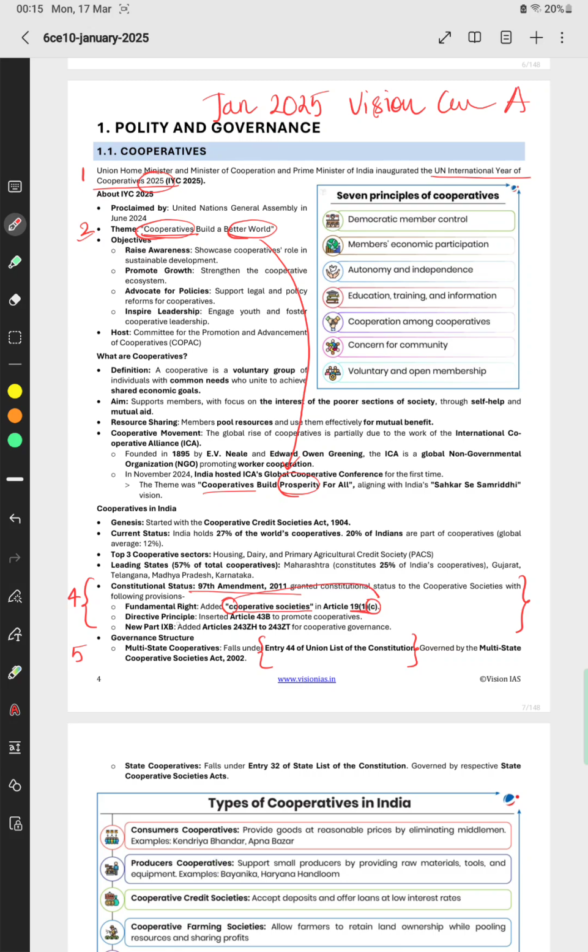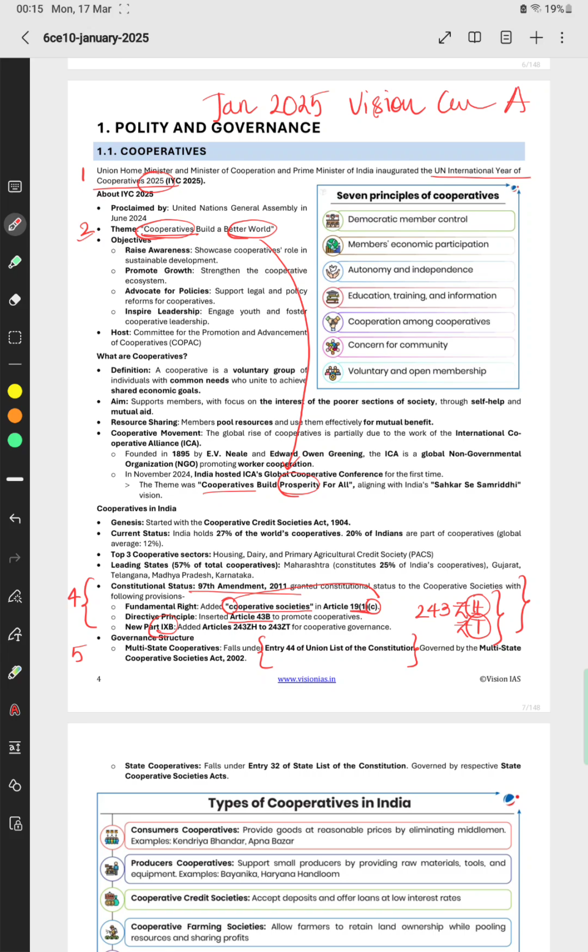Under the directive principles, 43B. So there is a new part added, 9B. Here from 243ZH to 243ZT.